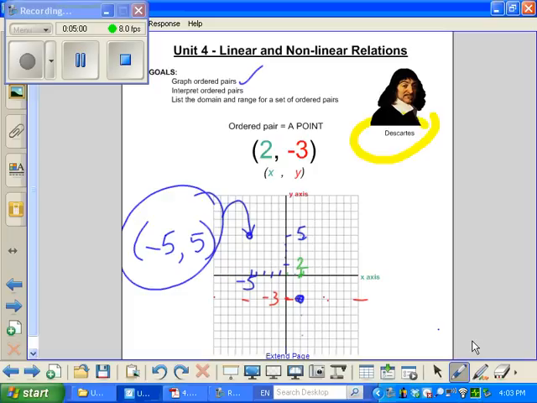-5, 5. And again, that's the only point that has those coordinates. There's no other point. Now there's 5 comma negative 5, it's somewhere else. There's 5 comma positive 5, and that's somewhere else too. Okay, so that helps us organize our information.